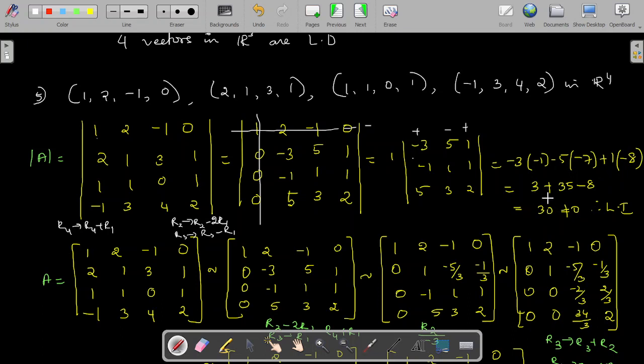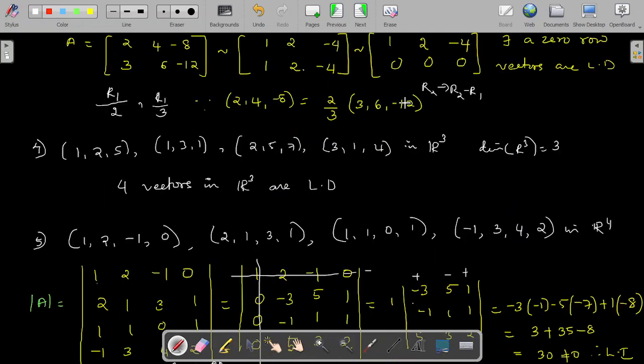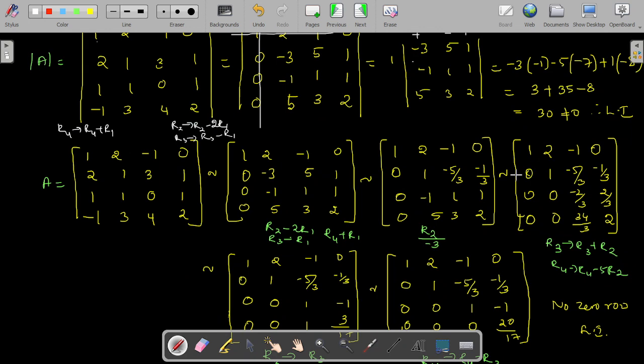Exact value you don't need there. You have to check whether it is equal to 0 or not equal to 0. Hence it is linearly independent. One more method is the same. This method also you can apply, but it takes more time than this.